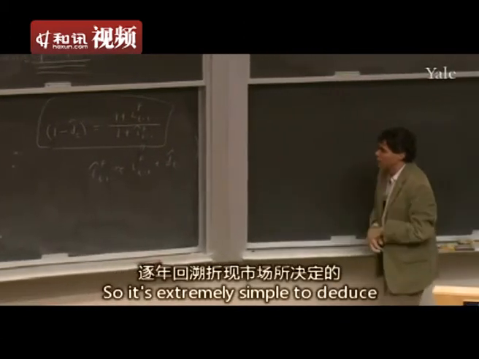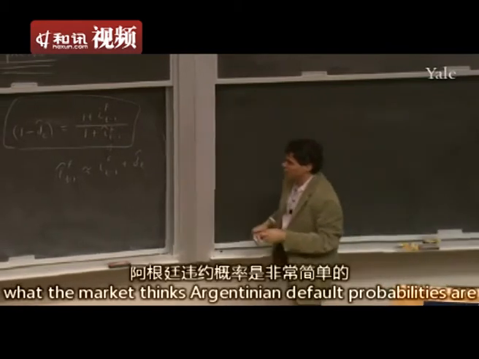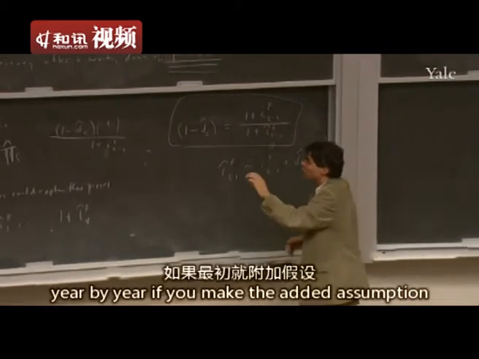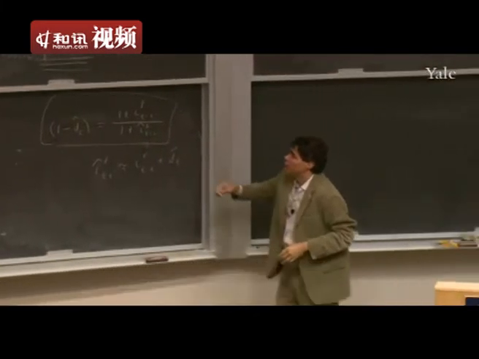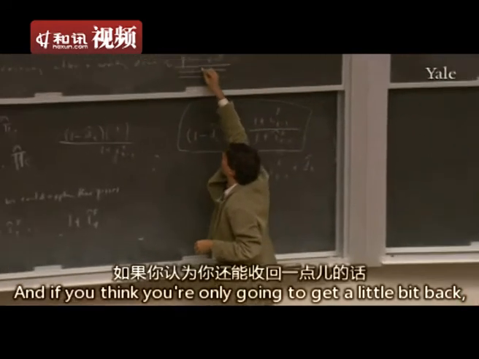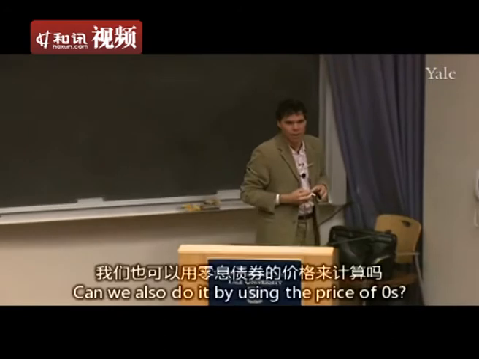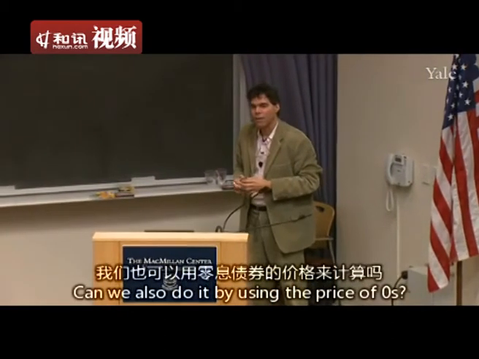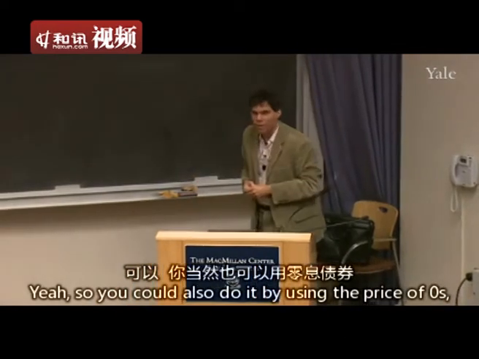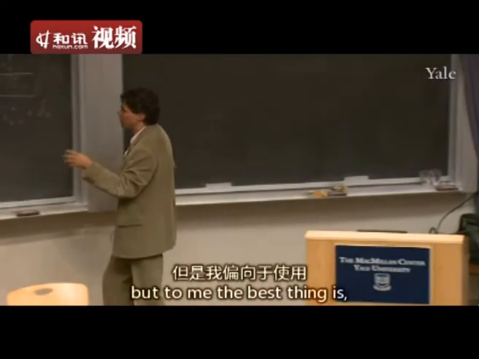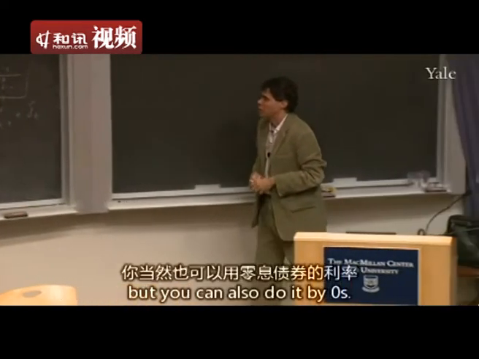So it's extremely simple to deduce what the market thinks Argentinian default probabilities are year by year, if you make the added assumption that once they default, it's completely. And if you think you're only going to get a little bit back, well, then the calculation won't change that much. Okay? Can we also do it by using the price of zeros? Yeah, so you could also do it by using the price of zeros. But to me, the easiest thing is using the forwards. But you could also do it by zeros.